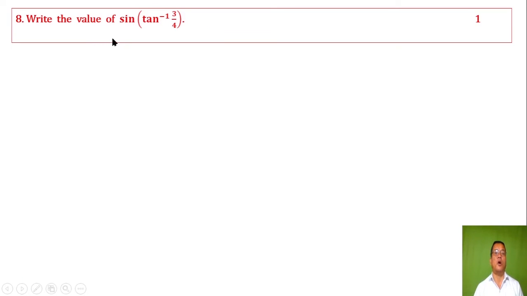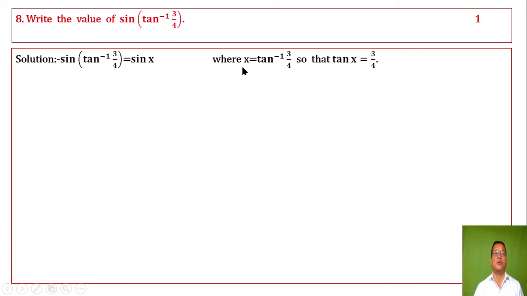Write the value of sine of tan inverse of 3 by 4. One mark. We have to put x equal to tan inverse of 3 by 4. Then tan x equal to 3 by 4.